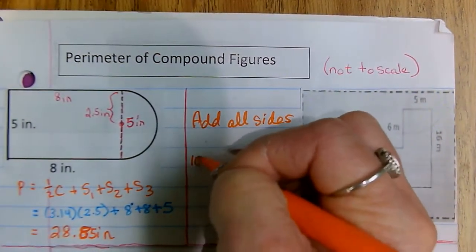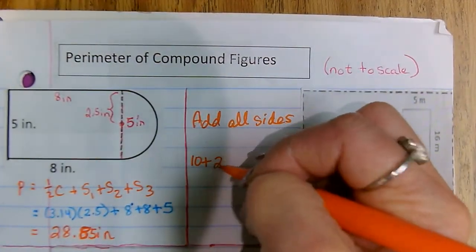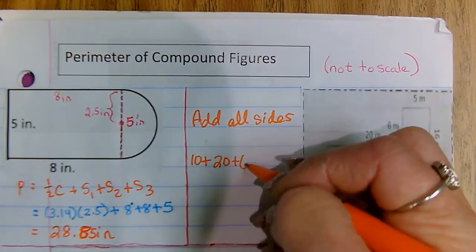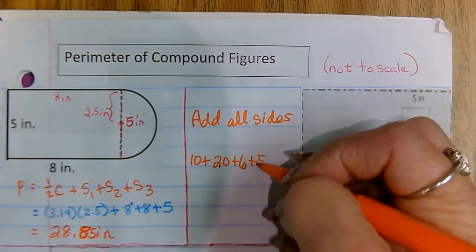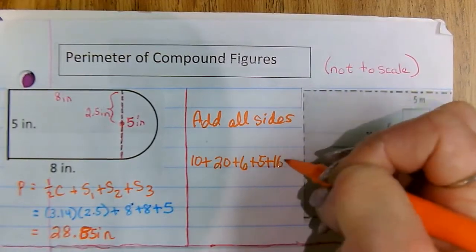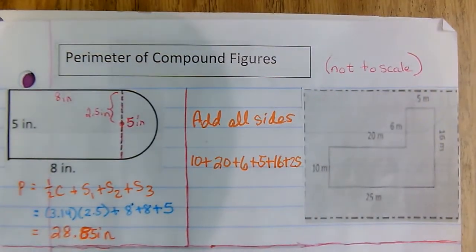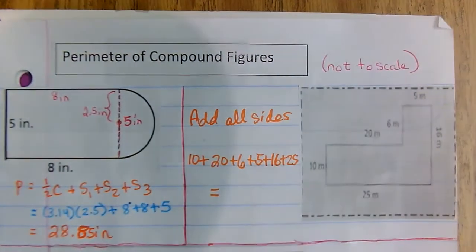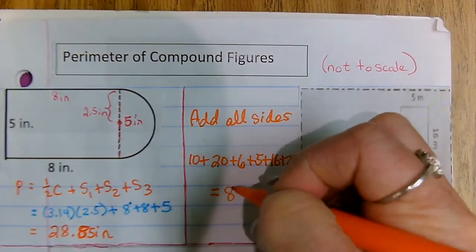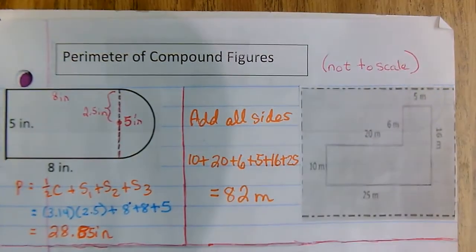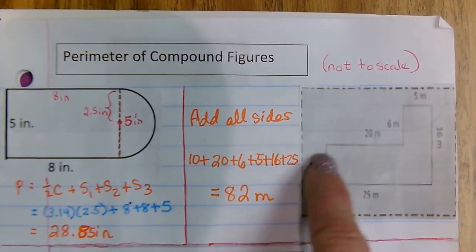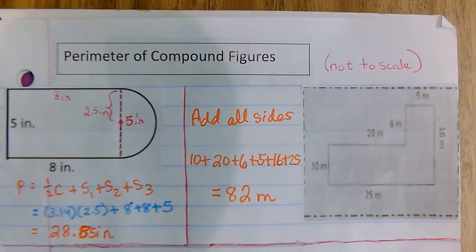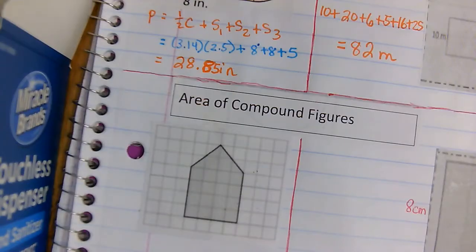So we have 10 plus 20 plus 6 plus 5 plus 16 plus 25. Add all those up. Raise your hand when you get that total. Raise your hand if you also got 82. Looks pretty solid to me, so that equals 82 meters for perimeter. Sometimes you will find that these aren't always labeled, but every single side was labeled on this one.